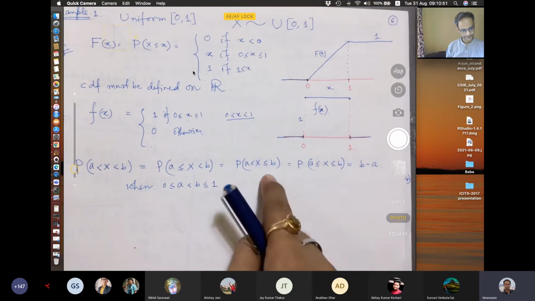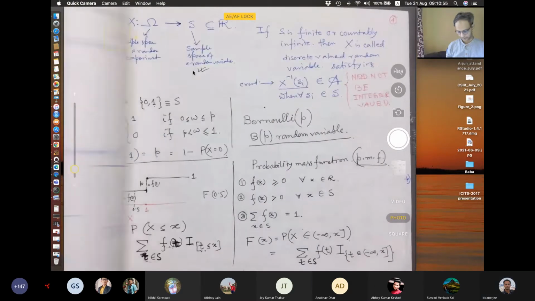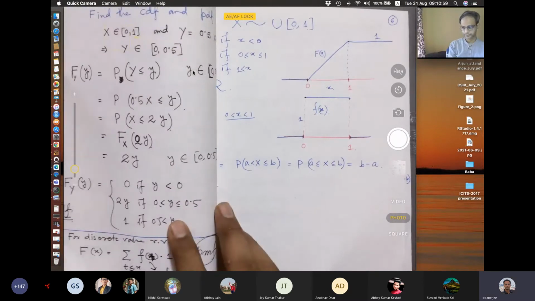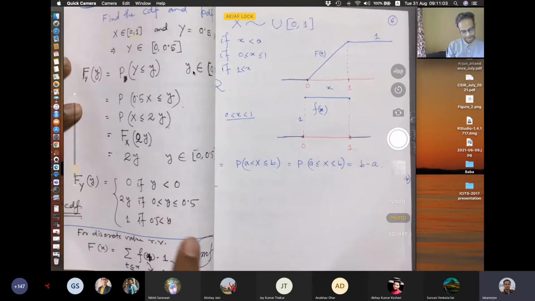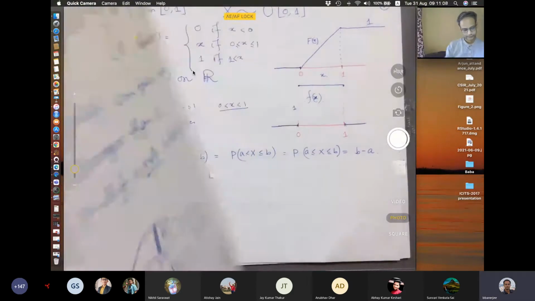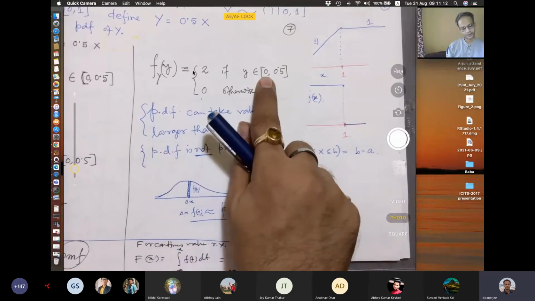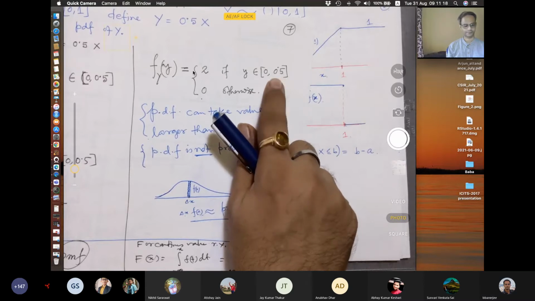Yeah, you see? But this one, if you see, there the value is 2. Yeah, the value is 2. So PDF is 2, but you are integrating over this range. Okay. Right. Yes.